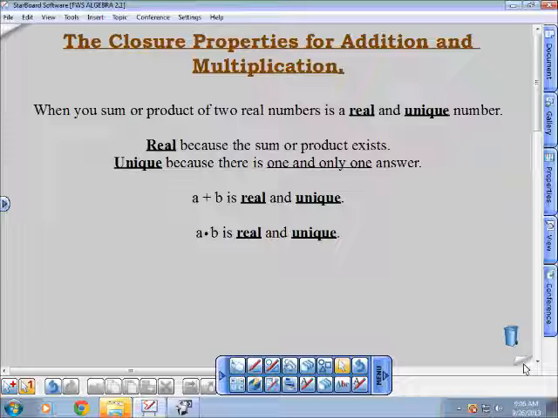Now, that 4 could be represented as 2 plus 2, but that's still the same number. That's just substituting a different number, right? 2 plus 2 and 4 are the same thing. Okay? So that's all that the closure property of addition or multiplication means. It means if you multiply 2 numbers together, or if you add 2 numbers together, you're going to get a real number and a unique number. Just one answer.